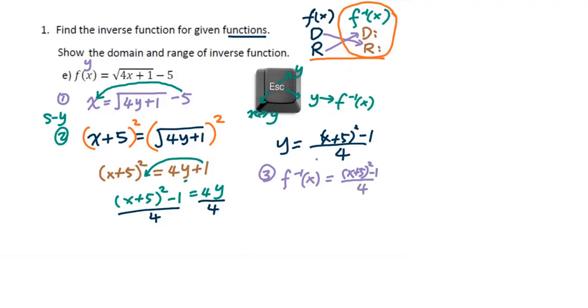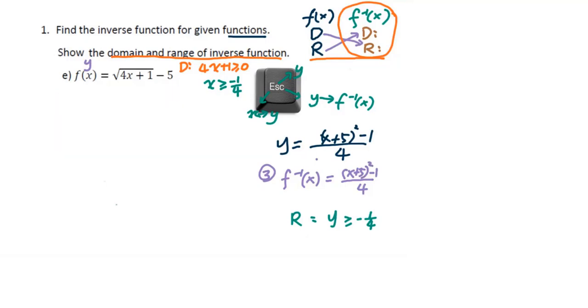Then we need to figure out the domain and the range of the inverse function. For the square root function, the inverse function is a quadratic function. For a quadratic function, it's hard to figure out the domain and range. So go back to the square root function. How do we figure out the domain? We set up the radicand greater than or equal to 0. So 4x plus 1 is greater than or equal to 0. We solve that: x is greater than or equal to negative 1 over 4. Then we get the range, that is y greater than or equal to negative 1 over 4.